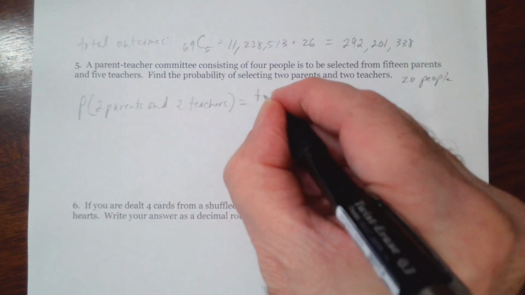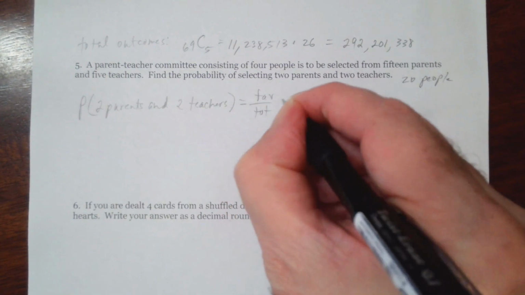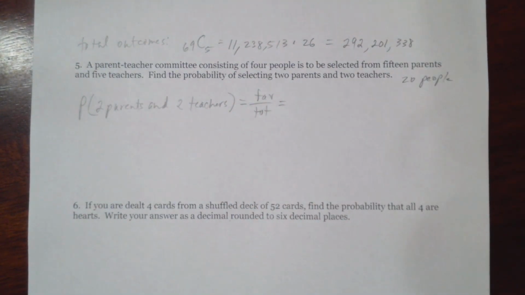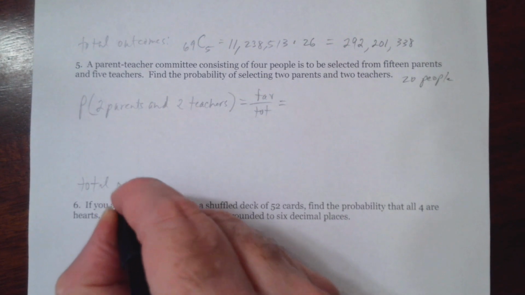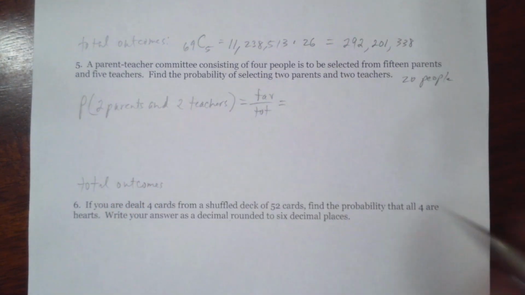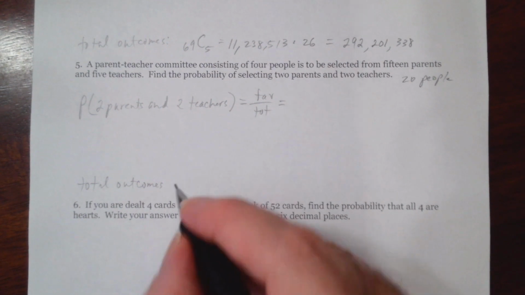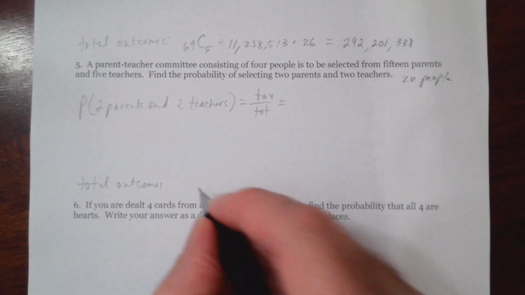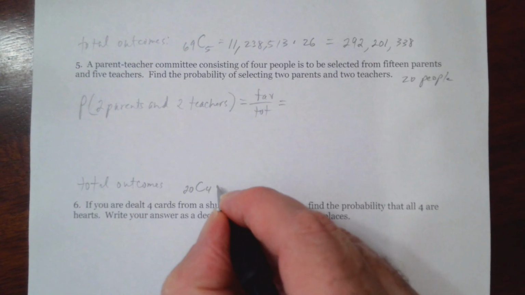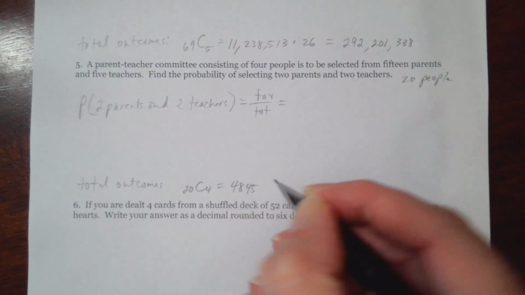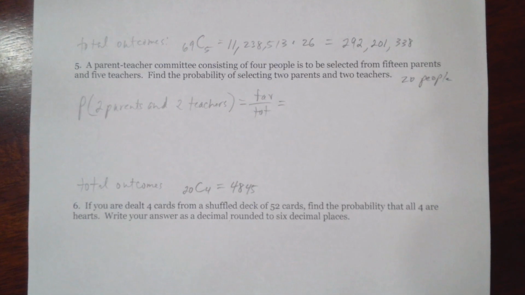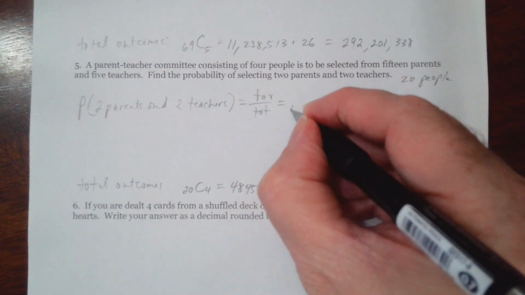So again, it's the number of favorable outcomes divided by total outcomes. Well, favorable outcomes is getting 2 parents and 2 teachers. Again, I think I'll start with total outcomes. Basically, you're picking 4 people. So there's a total of 20 people to choose from, and you're choosing 4. So this is 20 choose 4. And if you do that, you'll find that it's 4,845 ways to choose 4 people from this group of 20. So that's our denominator.